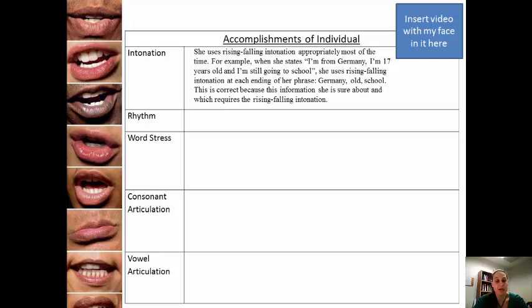Okay, let's talk about rhythm. So you would go back and listen to that oral language clip of the German girl again. And this time you are paying attention to the beat of her speech. After listening and trying to find examples of her using stress timing, which is the beat that we use in English, you'd write down those examples and talk through them.